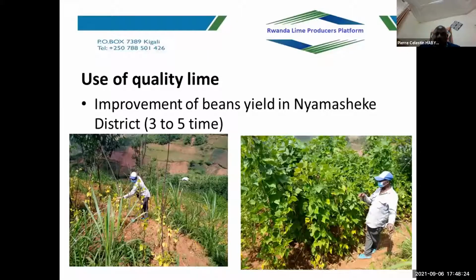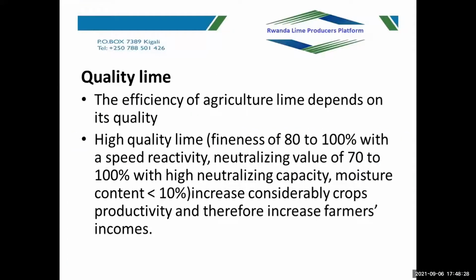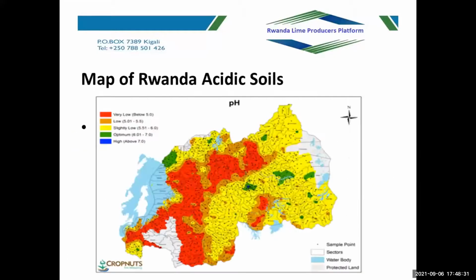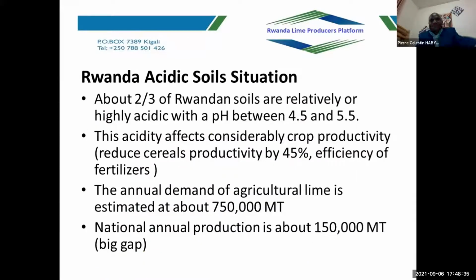Thank you to the organizer for inviting me to this summit to represent Rwanda lime producers. As you may see, about 65% of Rwandan soil is relatively or highly acidic, and this acidity considerably affects crop productivity. This acidity reduces cereal productivity by 45%. It also affects the efficiency of fertilizer. Some of the presenters have talked about it.